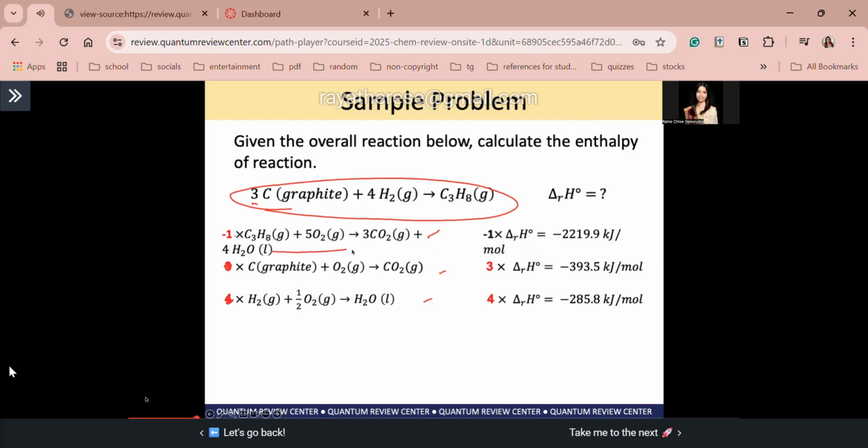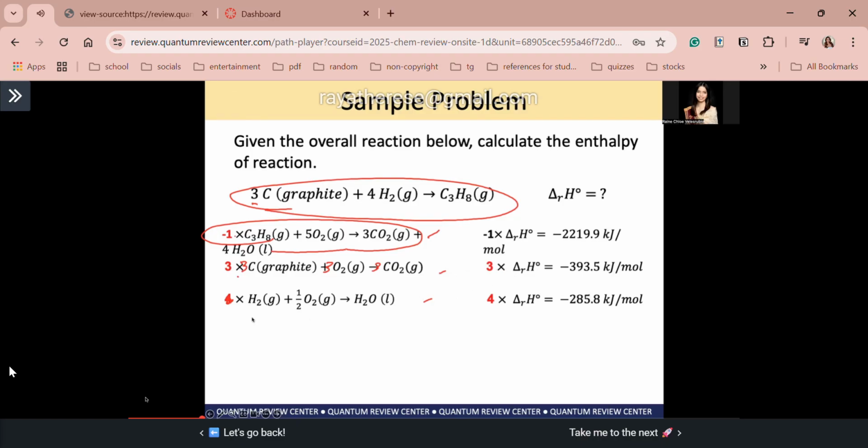Again, ito naman na reaction, i-reverse ko. Okay? Next, for reaction 2, ang gagawin ko ay i-scale ko siya to 3. So, when we scale it to 3, ito yung mangyayari. Magkakaroon ka ng 3 coefficient dito kay graphite, 3 coefficient kay O2, 3 coefficient kay CO2. And therefore, yung enthalpy of reaction for reaction 2, kailangan i-times 3 ang kanyang value.